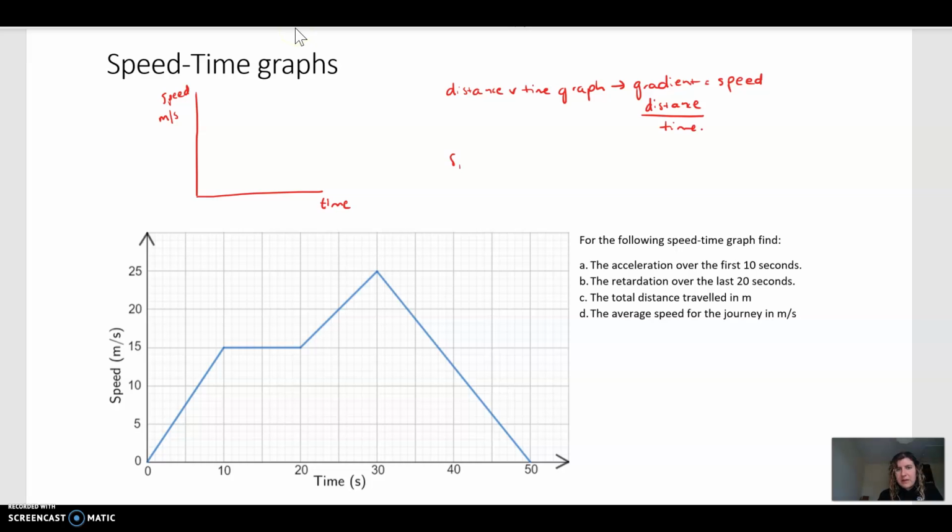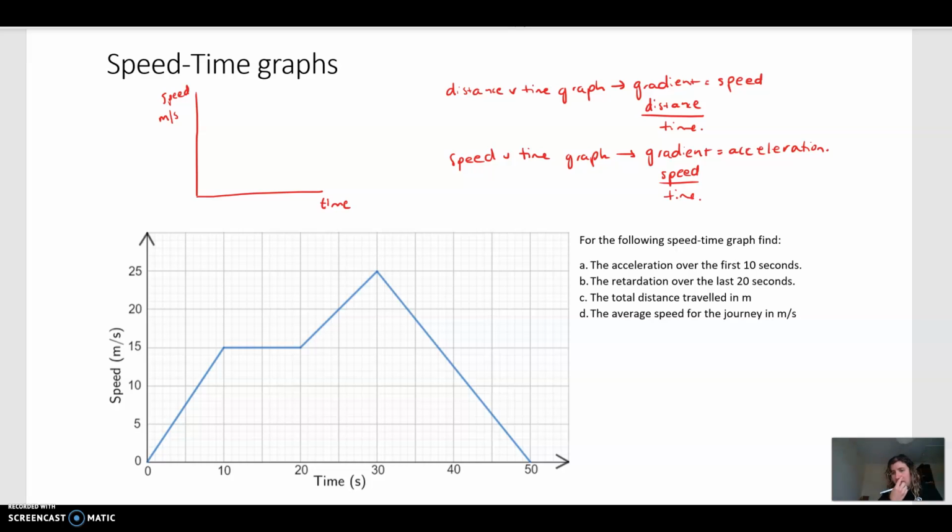Okay, for a speed versus time graph, the gradient of that graph gives you your acceleration, and your acceleration tells you about how your speed is changing. And we find the acceleration much the same as we do distance over time. To get the acceleration, we do speed over time for a certain part of the graph.